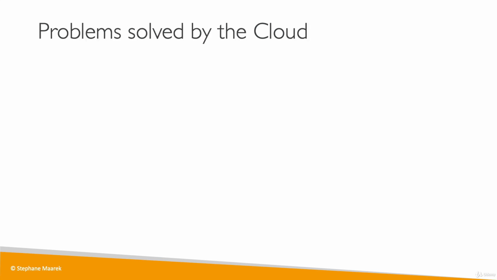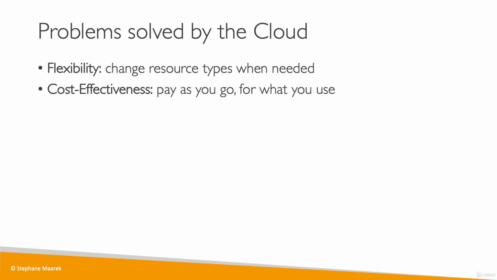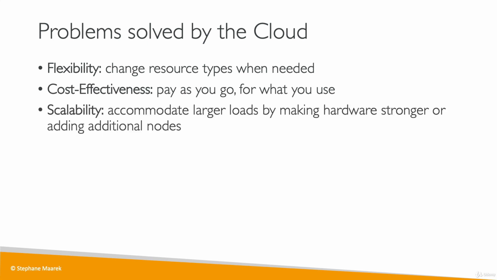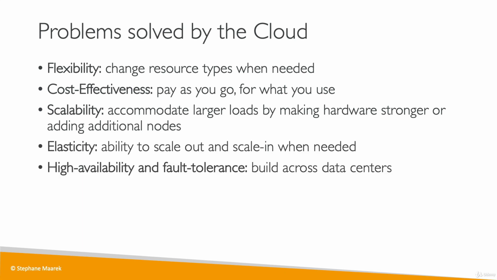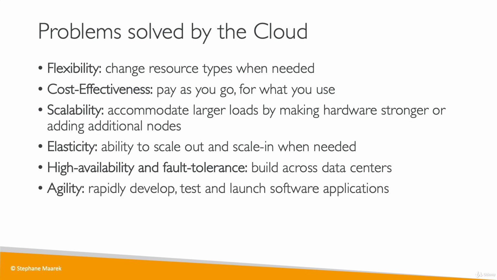Okay, so the problems we just solved by using the cloud is that we're more flexible, we're more cost effective, we are more scalable because we can add resources as we need to go along. We're elastic. We can scale out and scale in when needed. We also have high availability and fault tolerance because we don't rely on one data center. We rely on a fleet of data centers all around the world. We're more agile. We can rapidly develop, test, and launch software applications. And all of this makes the cloud a really no-brainer.